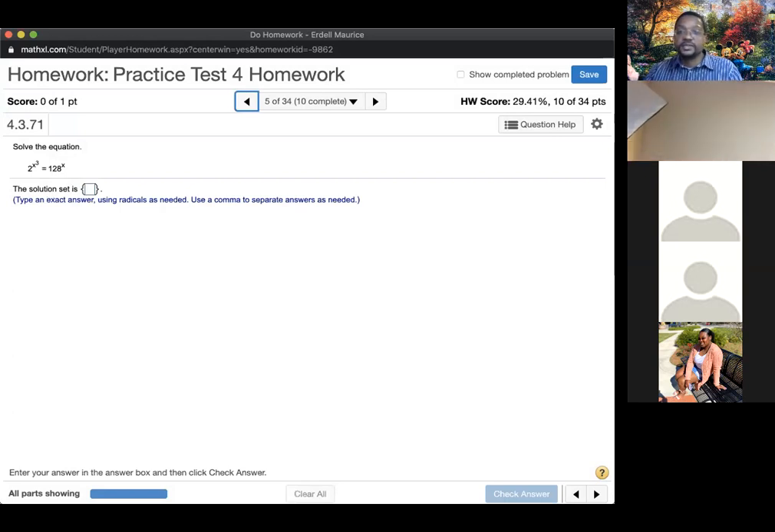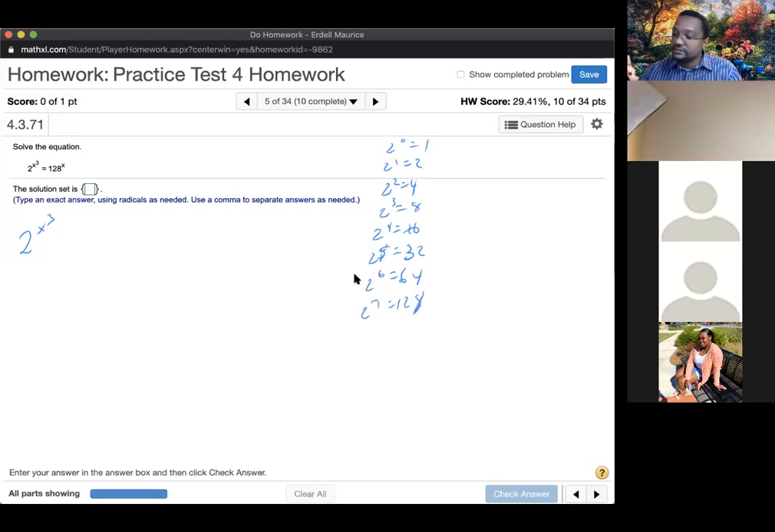2 to the power x cubed is 2 to the 7x. 2 to the 0 is 1, 2 to the 1 is 2, 2 squared is 4, 2 cubed is 8, 2 to the 4 is 16, 2 to the 5 is 32, 2 to the 6 is 64, 2 to the 7 is 128. Cancel, cancel. x cubed is equal to 7x. Take it over. x cubed minus 7x is equal to 0.